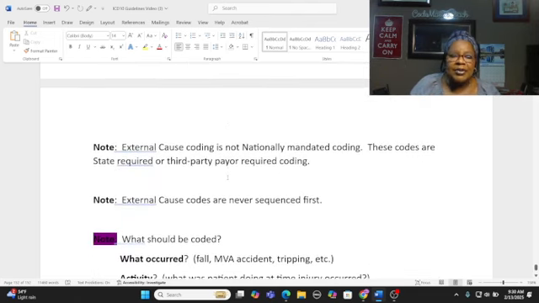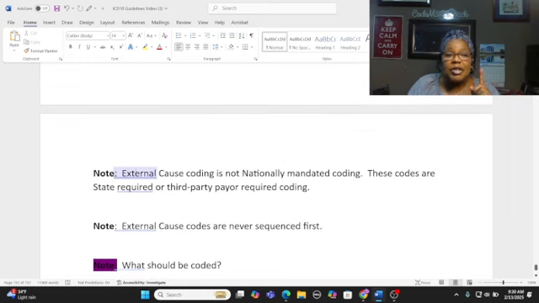All right, I have another note. External cause coding is not nationally mandated coding. These codes are state required or third-party payer required coding. So again, depending on which state you're coding for will determine whether or not external cause coding is required.